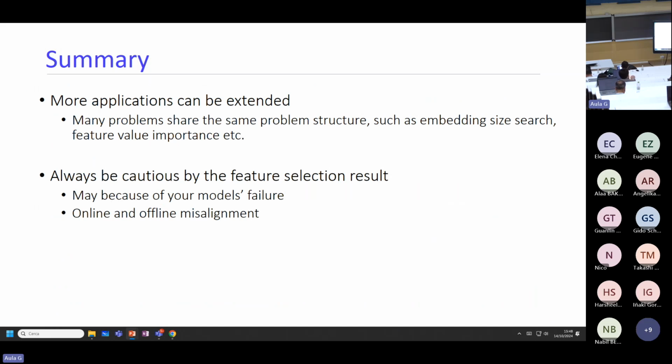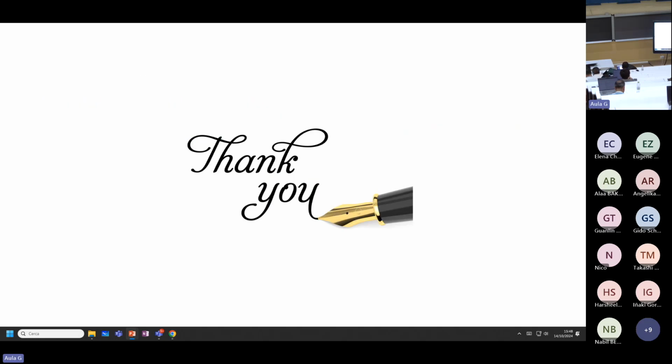And more applications can be extended from this technique, for example, embedding size search, feature value importance, etc. And we should always be cautious about the feature selection result because it may be caused by your model's failure, and it may have a misalignment with the online performance. Okay, thank you very much, and any questions are welcome.